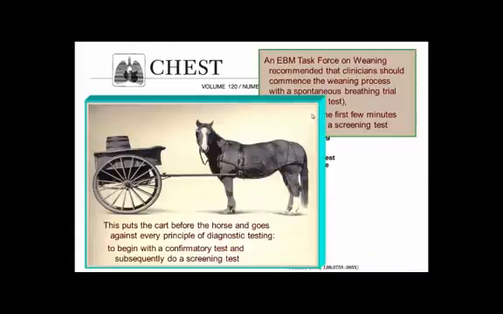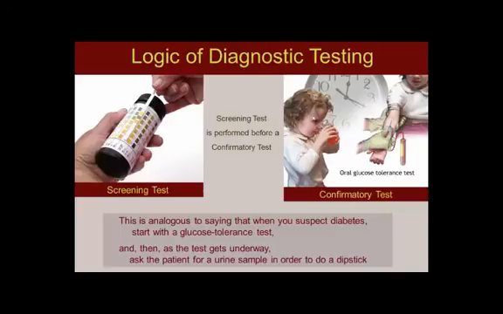Well, this puts the cart before the horse, and it goes against every principle of diagnostic testing to say that you begin with a confirmatory test, and then after you begin the confirmatory test, then you do the screening test. This would be analogous to saying that when you suspect diabetes, you begin with a glucose tolerance test, and then as the patient is doing the glucose tolerance test, you ask the patient for a urine sample to do a dipstick. So it has everything totally backwards, okay?